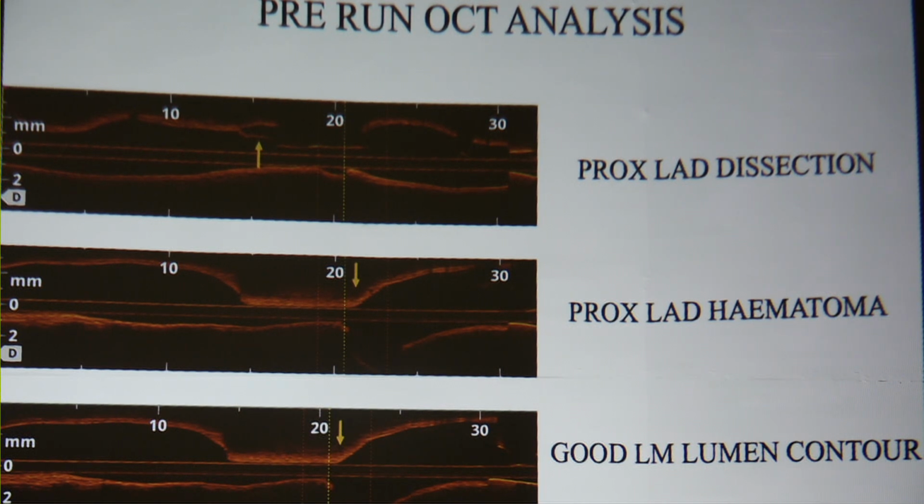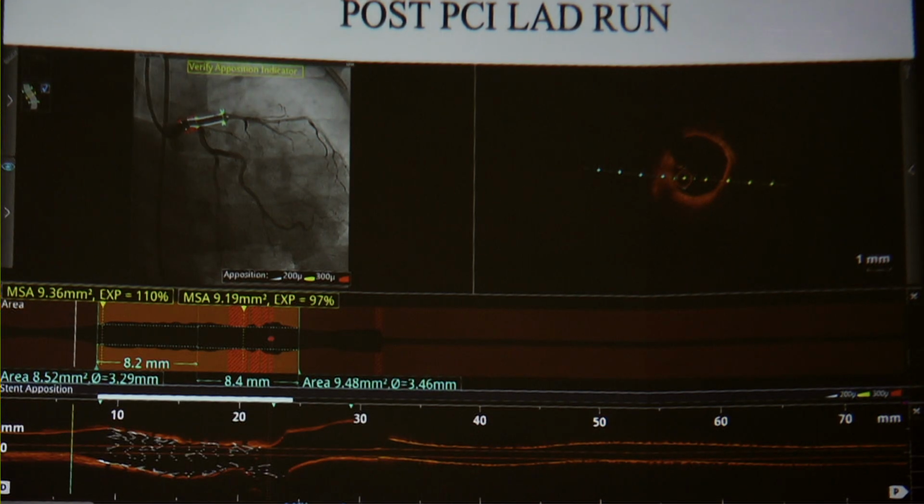So it's a calculated decision. You have some under expansion of the ostial LAD stent. You can very well go ahead and put a stent from left main to LAD as a crossover stent. So fantastic, I got one different opinion. So why did I bring this case?